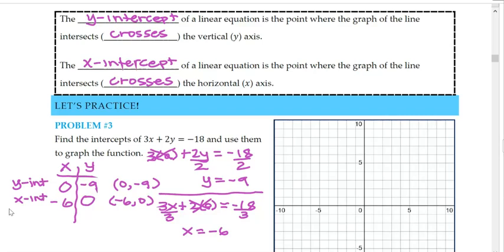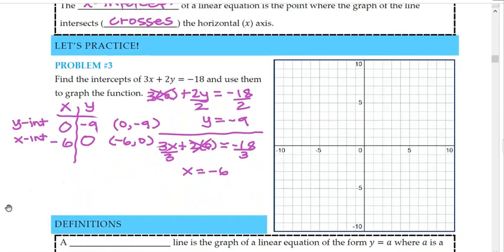So let's go ahead and graph this on the grid over here. Got 0, negative 9, so over 0, down 9 is going to be here. And then negative 6, 0 is going to be here. And then when we connect those two dots together, we will have the line on here. Let's see.